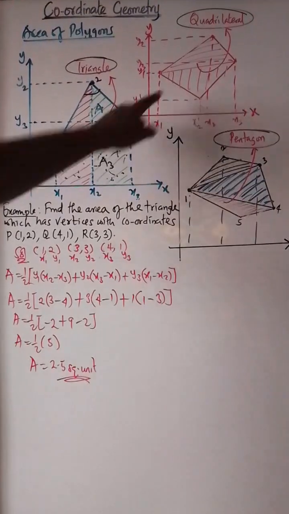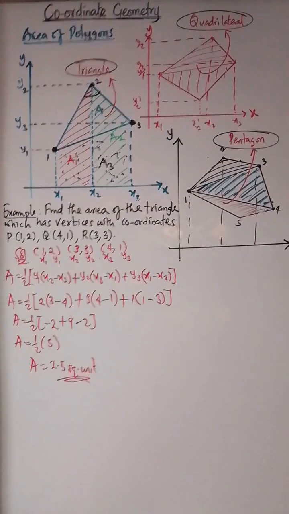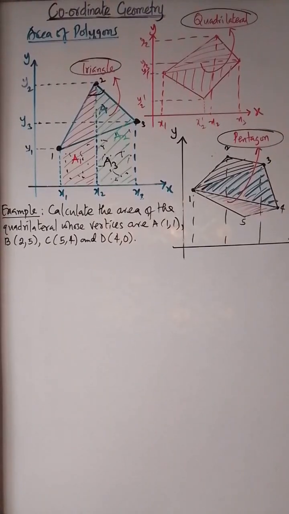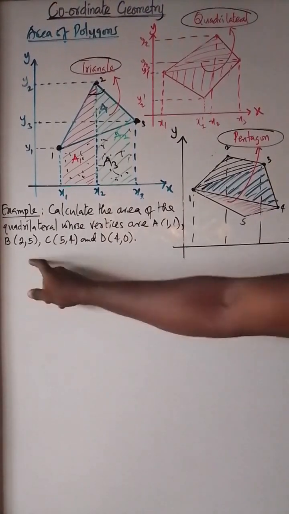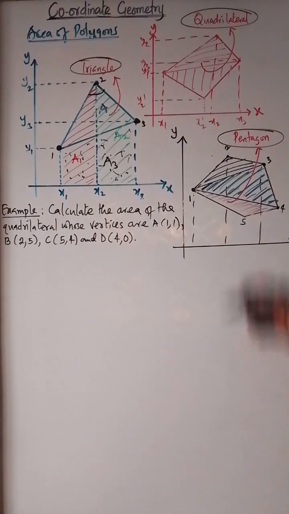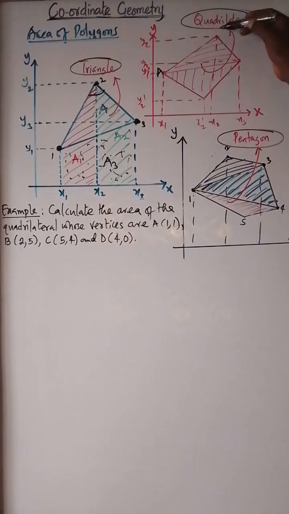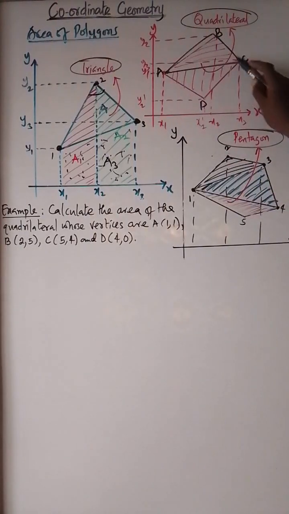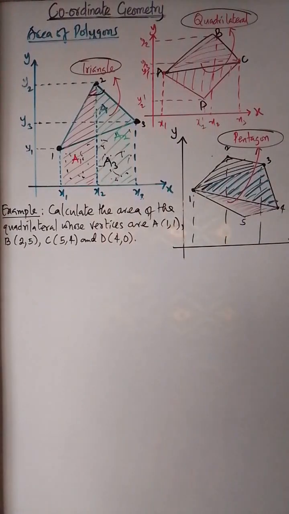Okay, let's take an example on this. Alright, look at this question. Calculate the area of quadrilateral whose vertices are these. So let's label these as A, B, C, D. So first is to get the area of triangle ABC. So meaning we are going to use the first 3 points, ABC. So now let's get the area of triangle.